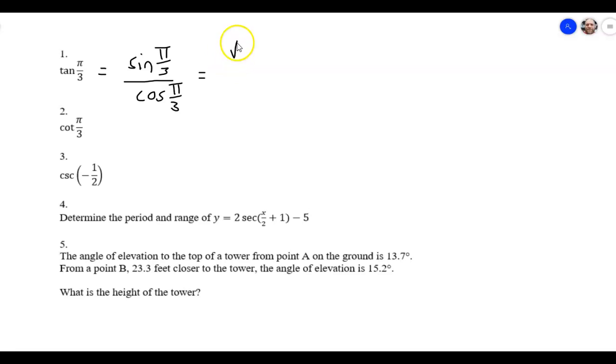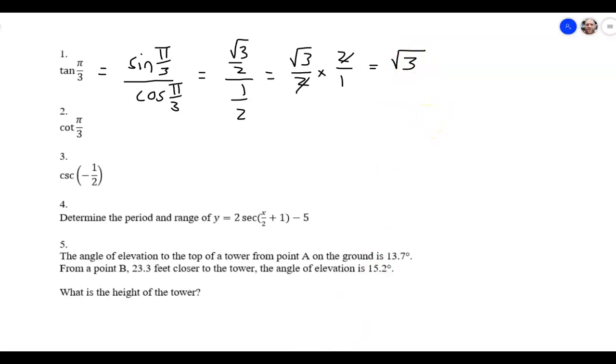So I'm going to do the sine, which is square root of 3 over 2 divided by 1/2. And then I can multiply the top by the reciprocal of the bottom, so 2 over 1. The 2's will cancel out, and I am left with just the square root of 3 over 1, which is the square root of 3. And that would be my answer.